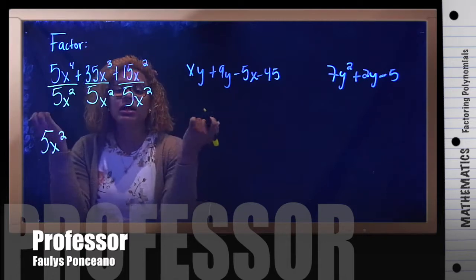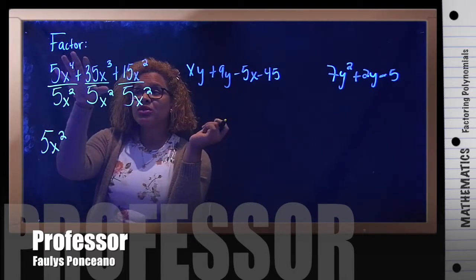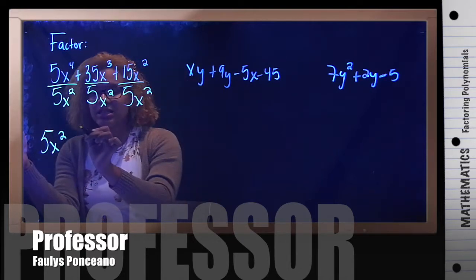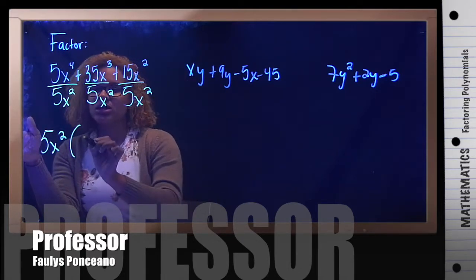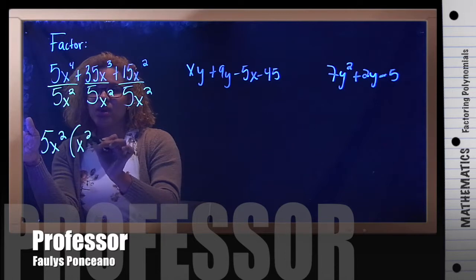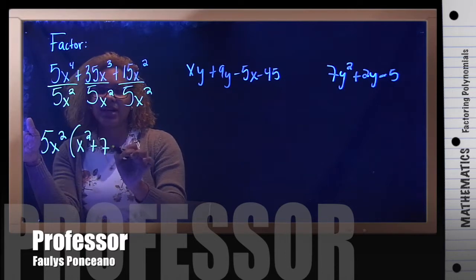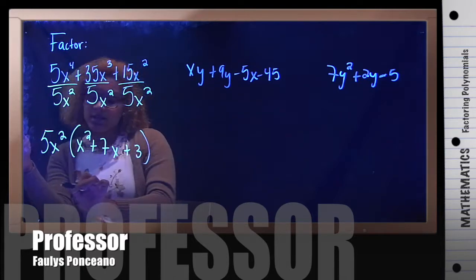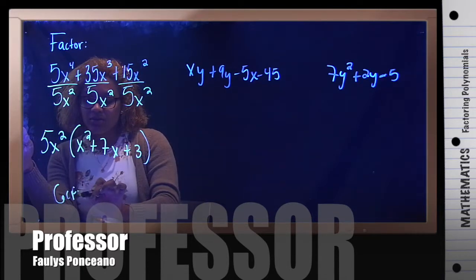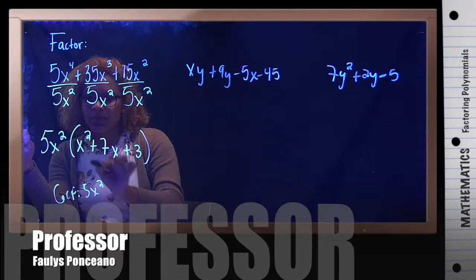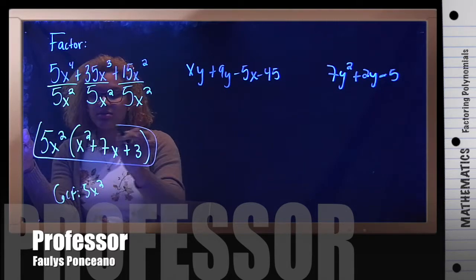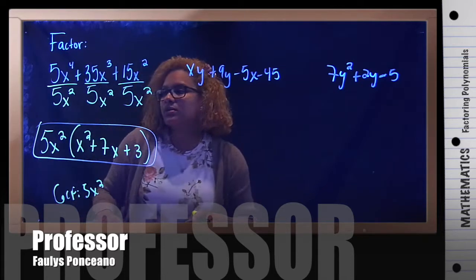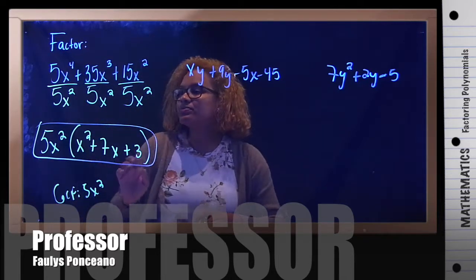That's it. Now, if we were to factor, you want to take the GCF and tell me the leftovers. So this will be x squared plus 7x plus 3. So the GCF is just 5x squared. If it's to factor, it's all of that.